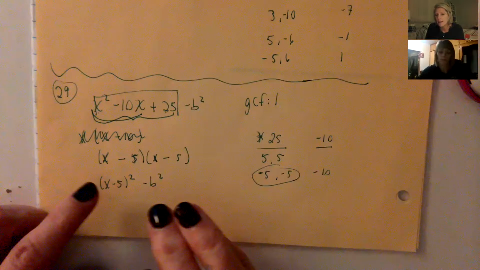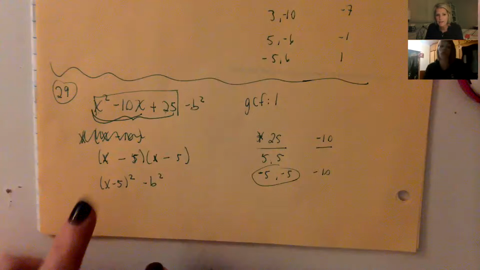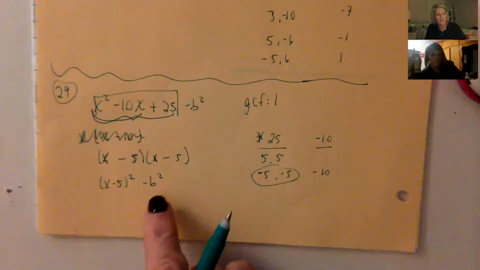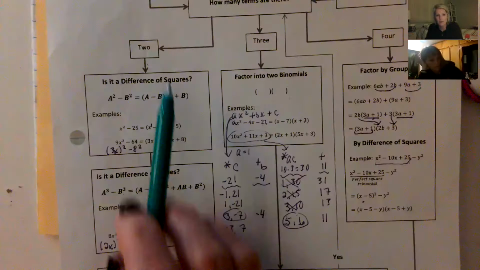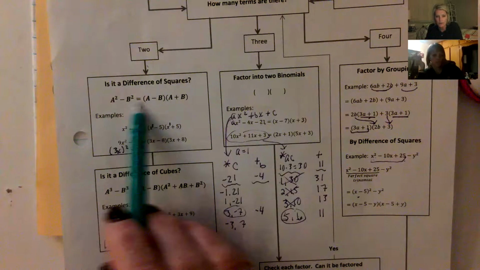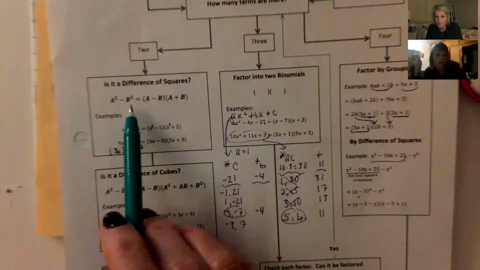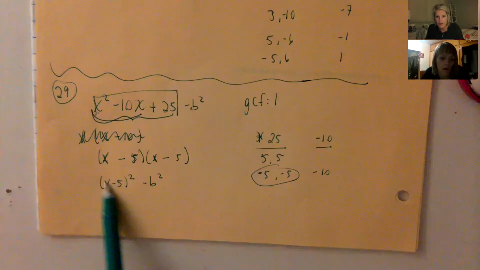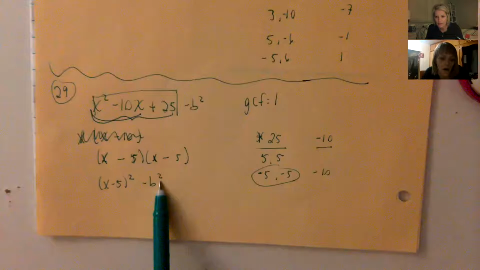And now this is an interesting one because it actually created a something squared minus a something squared, which took us from 4 terms to our special difference of squares case. Because it's a something squared minus a something squared.